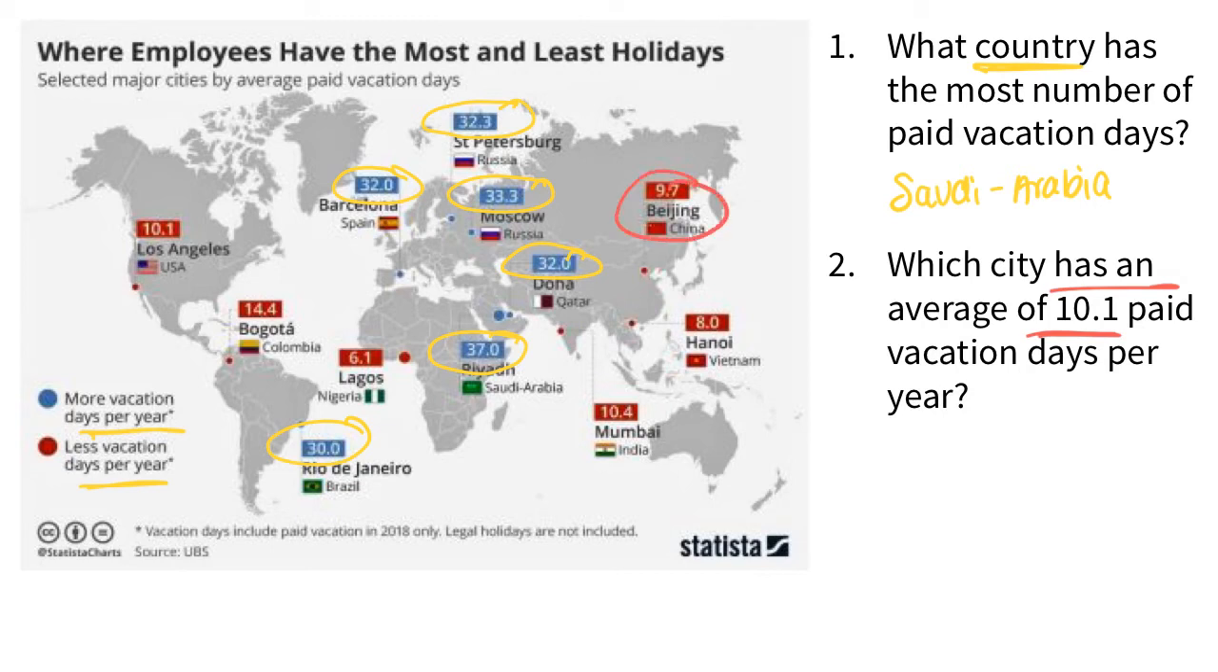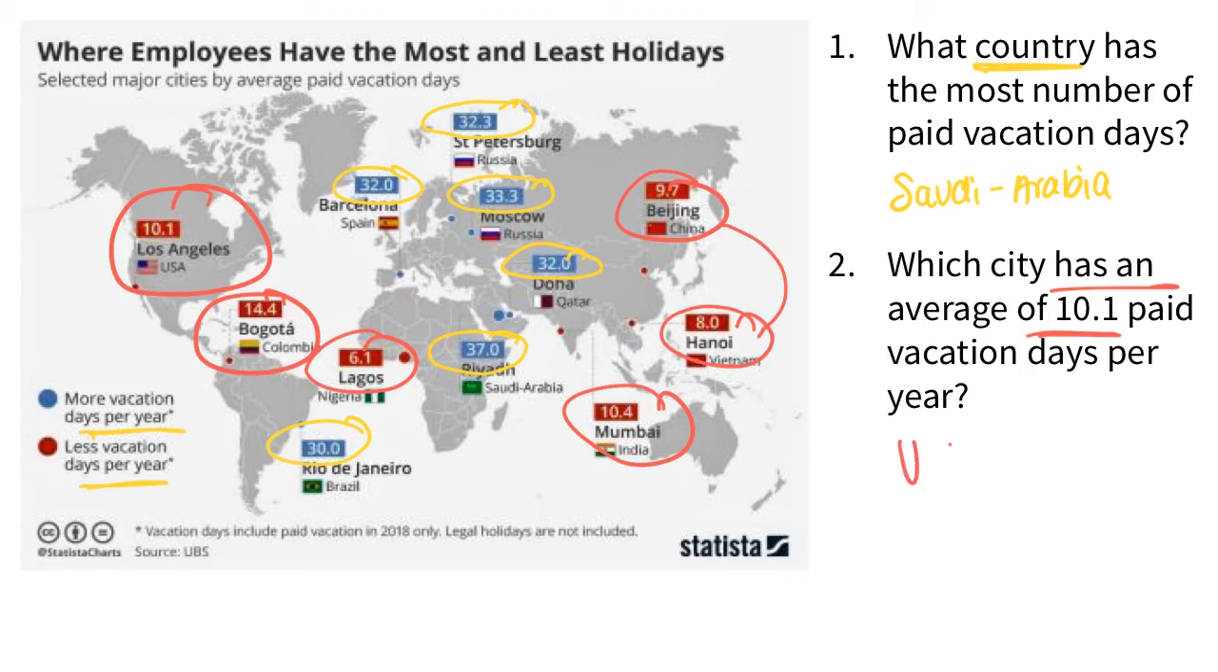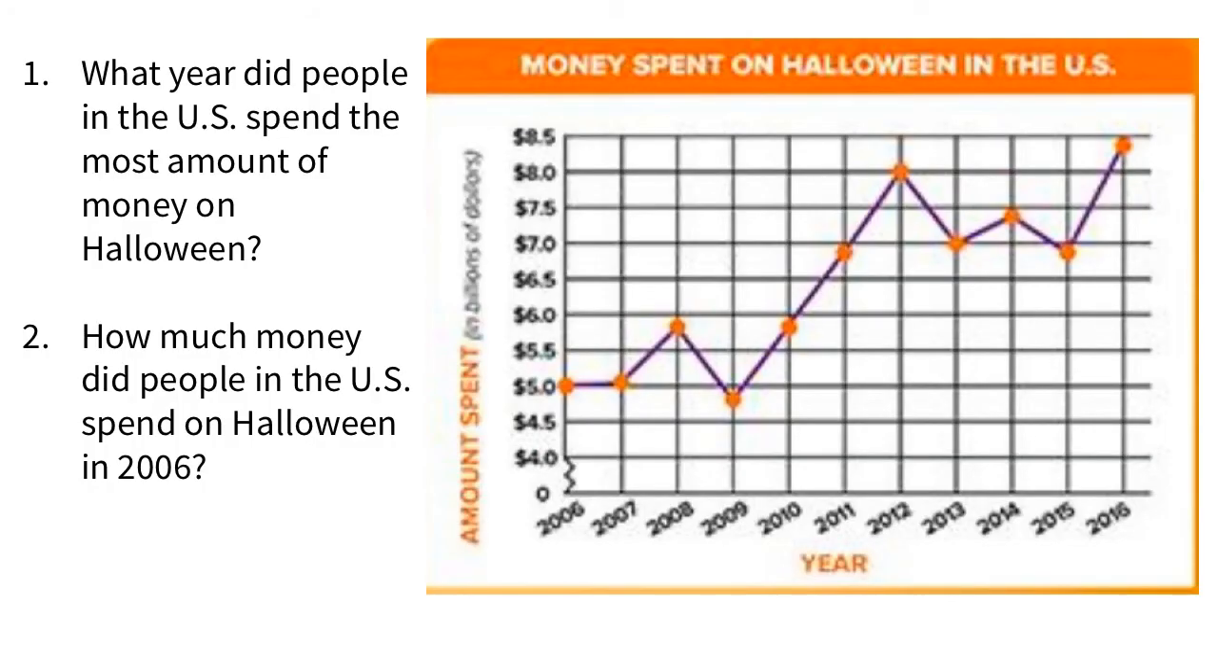I see 9.7, 8.0, 10.4, 6.1, 14.4, and oh my goodness, only 10.1 days, which is almost the least number of days, not quite because of China and Vietnam, but almost the least number of days takes place in the United States of America. Let's look at another example together.